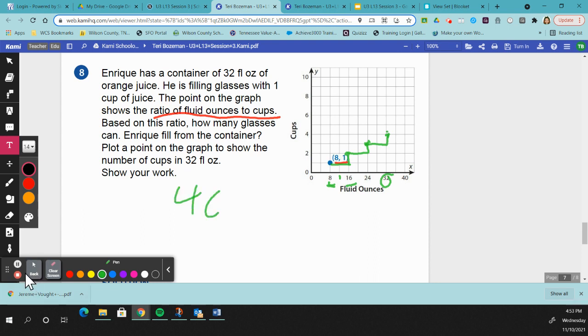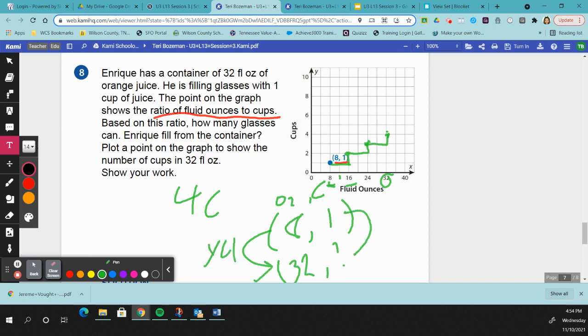Now, there's different ways to get to this. So we could create a table. I could have my original ratio here of 8 to 1, right? And look at this as ordered pairs and say, okay, 32 ounces, because it's ounces to cups, and figure out what this would be. So to get from 8 to 32, I would multiply times 4, do the same over here, times 4, which is what a lot of students will do or look at.